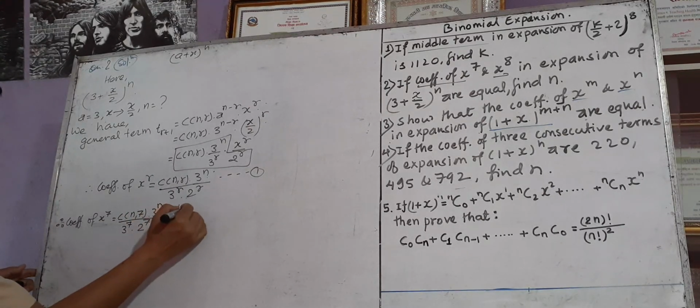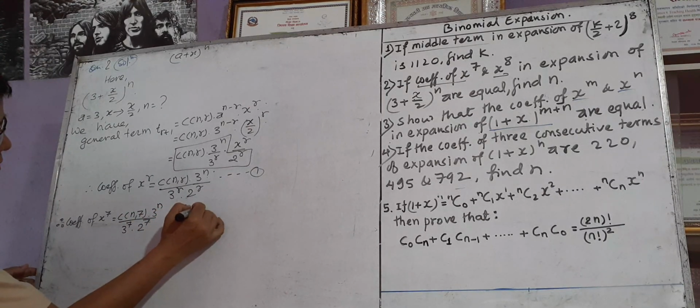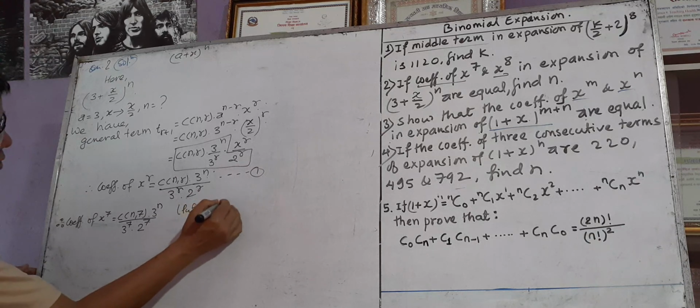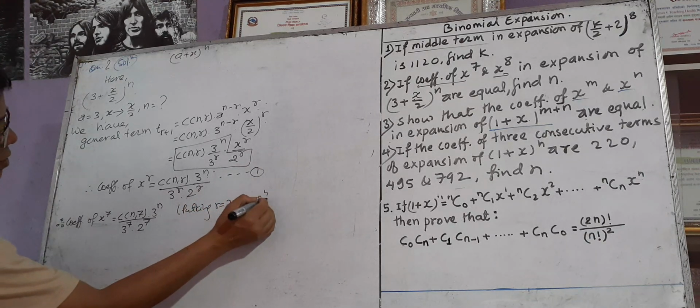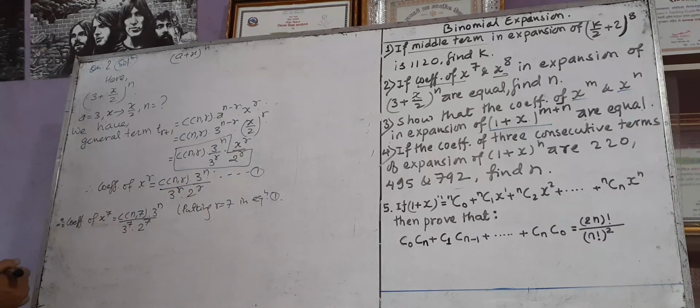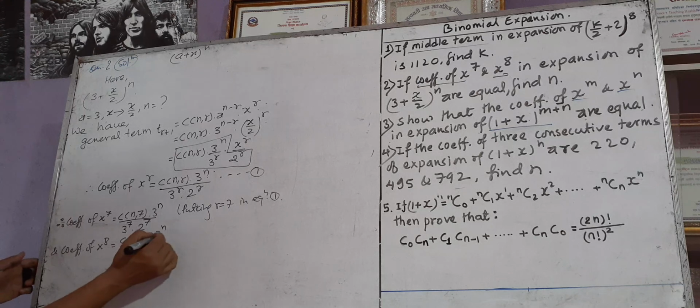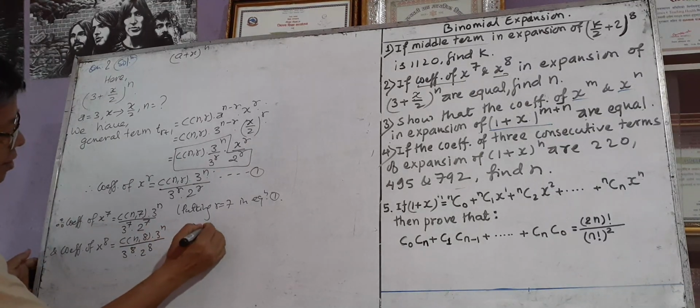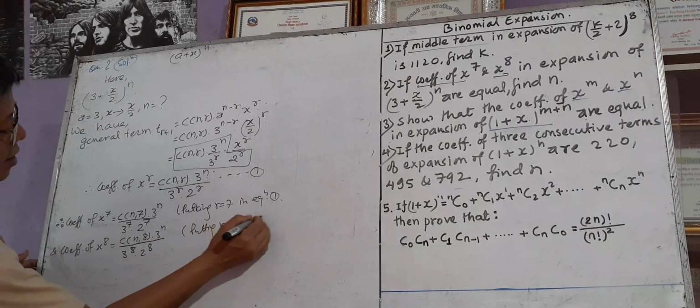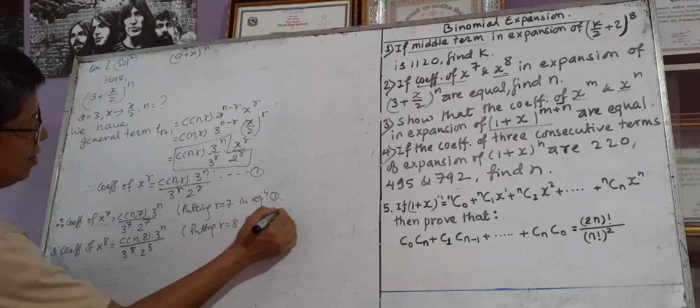Okay, putting r equal to 7 in equation I, or relation I. Again, coefficient of x^8 equal to C(n,8) into 3^n divided by 3^8, 2^8. Putting r equal to 8 in equation first.